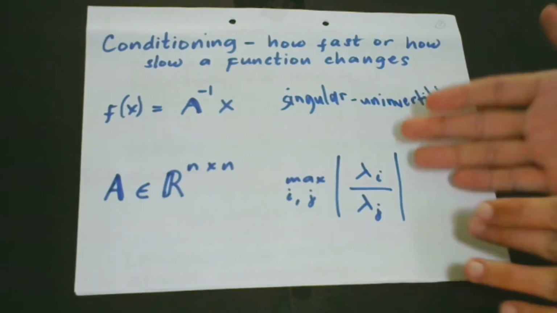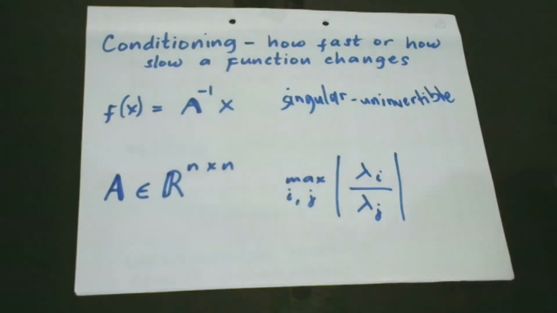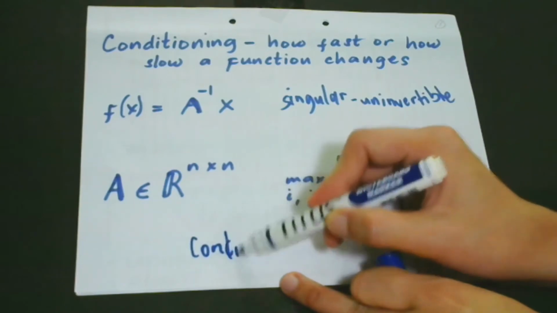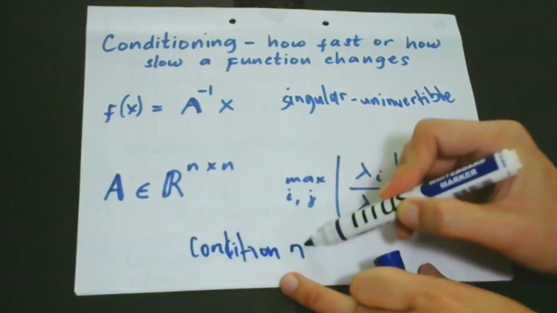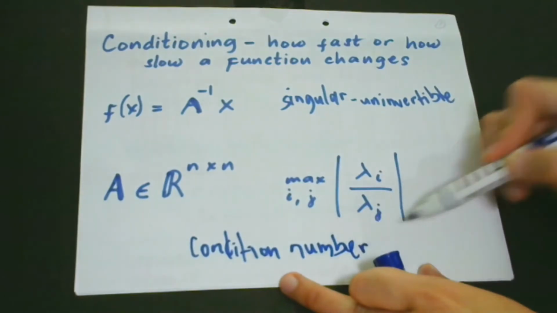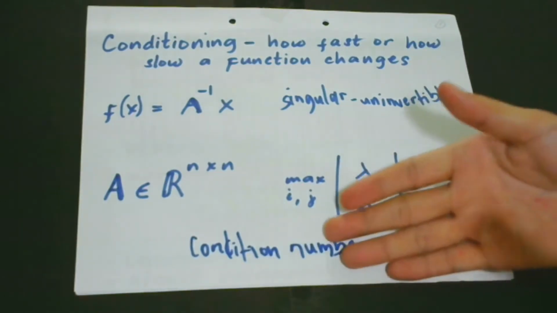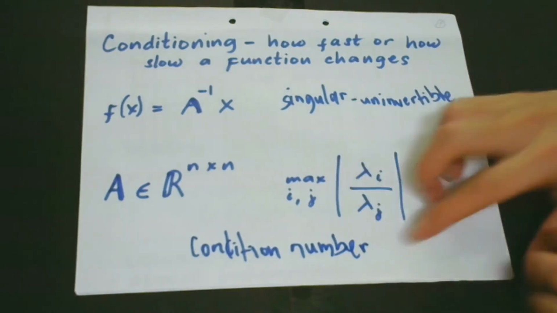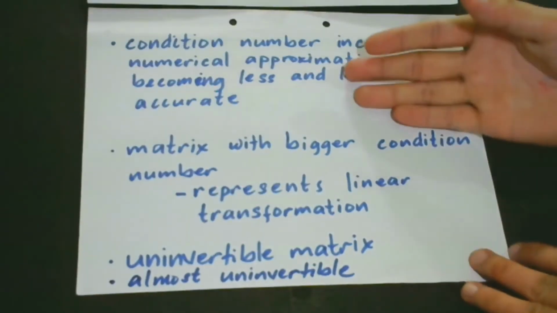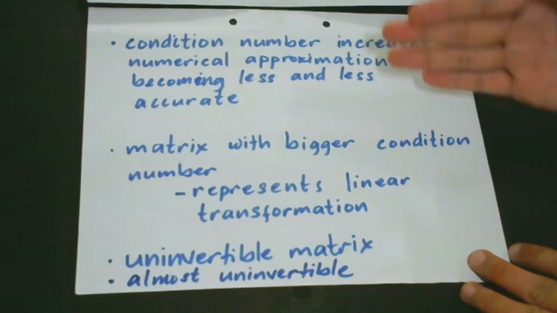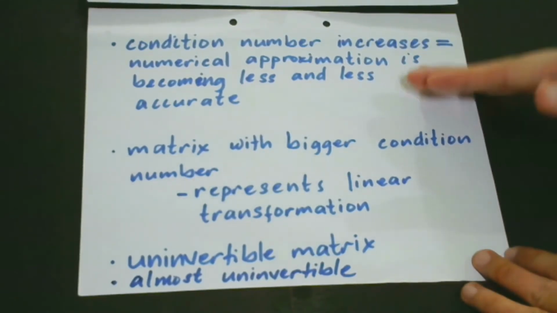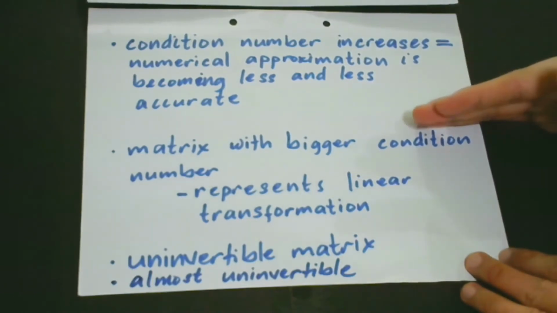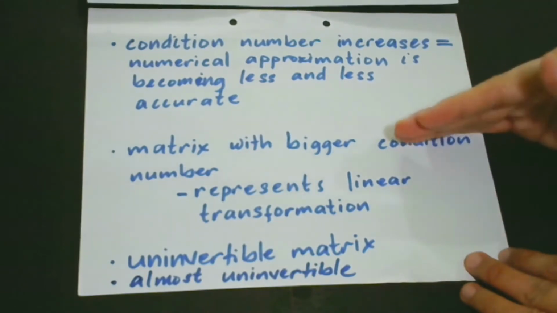Then, what is the essence of this condition number? Let me write here, condition number. Why do we have to know this condition number? What then is the essence of a condition number? When the condition number increases, numerical approximation algorithms involving matrix inversion become less and less accurate.